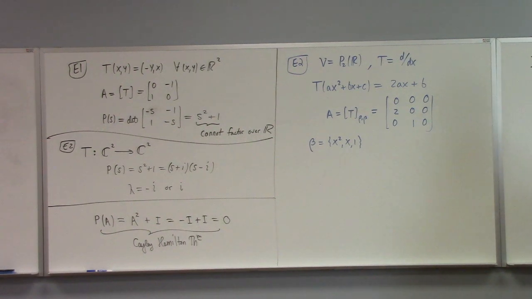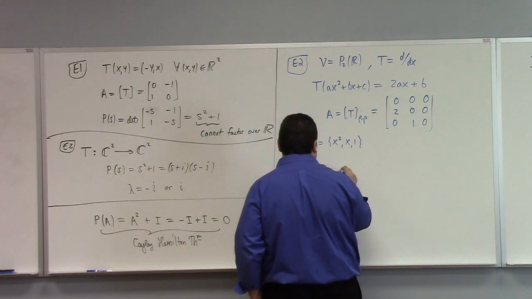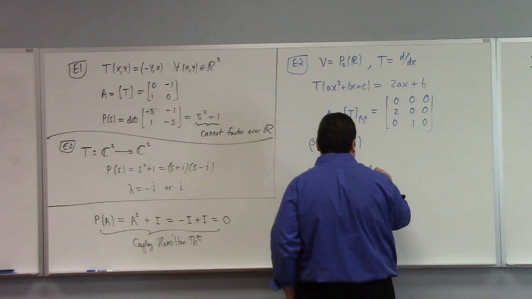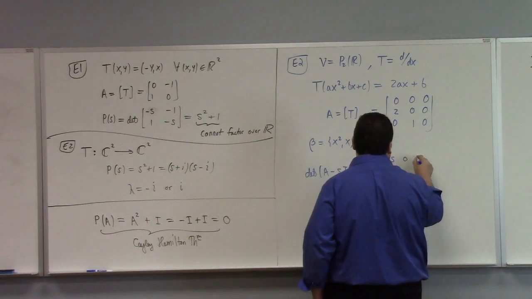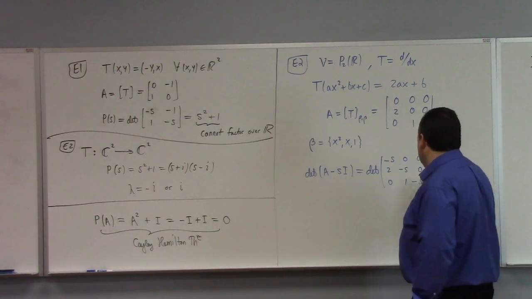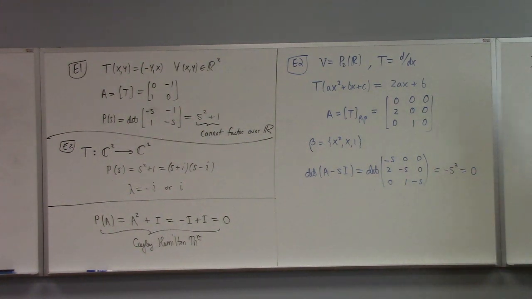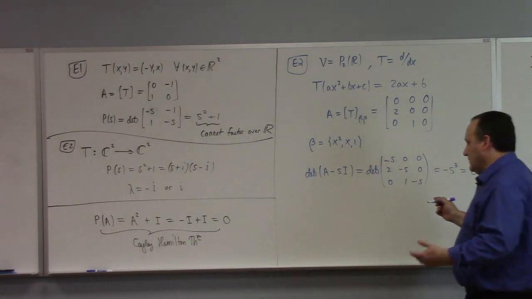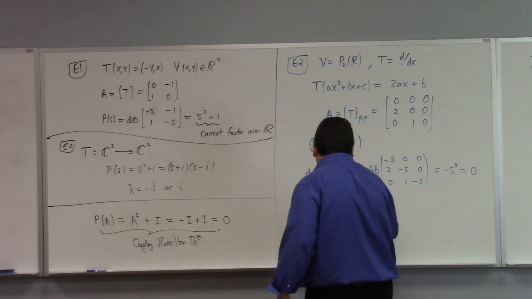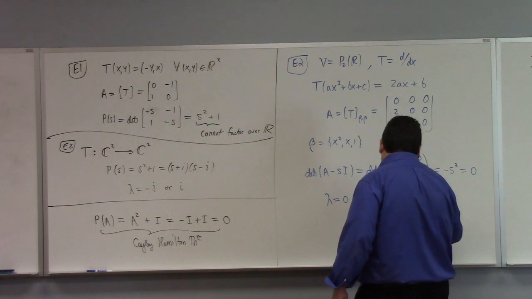What are the eigenvalues? So, what's that? You're undoing it. Okay, so we got the determinant of minus s 0 0, 0 2 minus s 0, 0 1 minus s. This is an easy determinant to calculate. It is minus s cubed equal to 0. So there is one eigenvalue. It's just 0. So we have lambda equals 0 with what's called algebraic multiplicity 3.